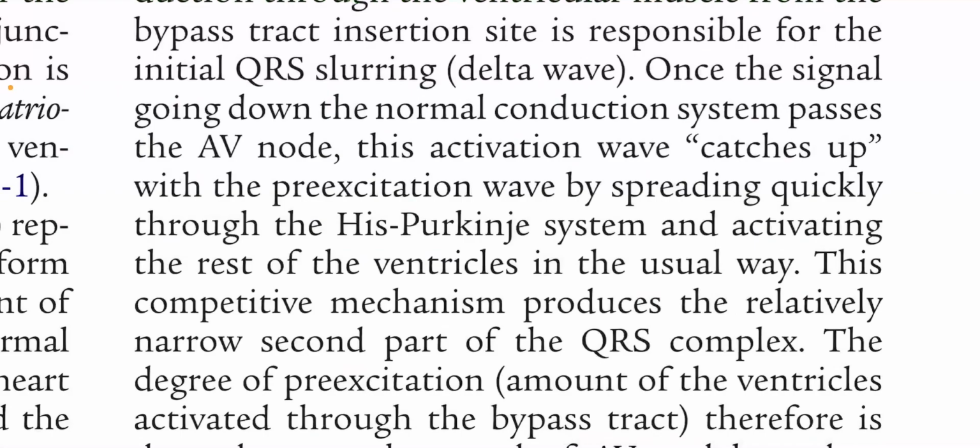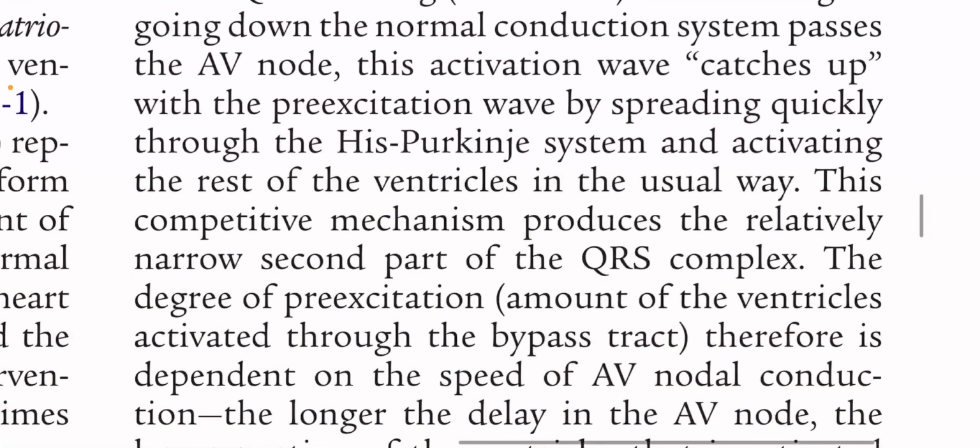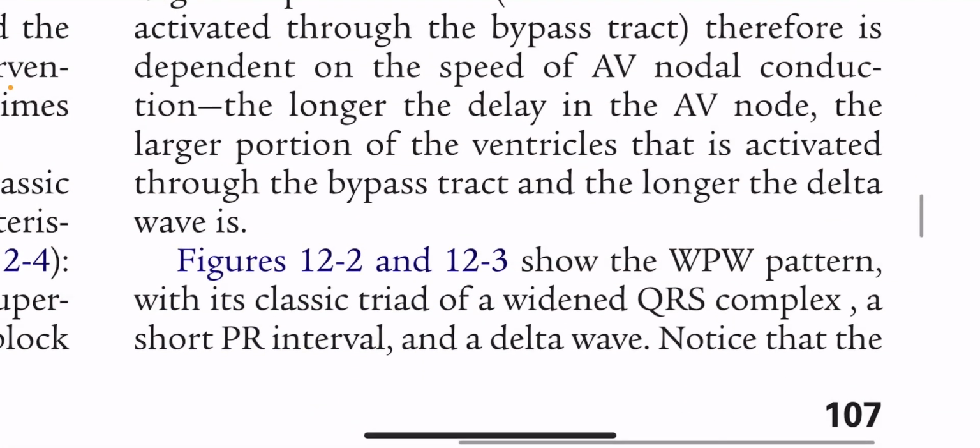This competitive mechanism produces the relatively narrow second part of the QRS complex. The degree of pre-excitation, that is, the amount of the ventricles activated through the bypass tract, is therefore dependent on the speed of nodal conduction.